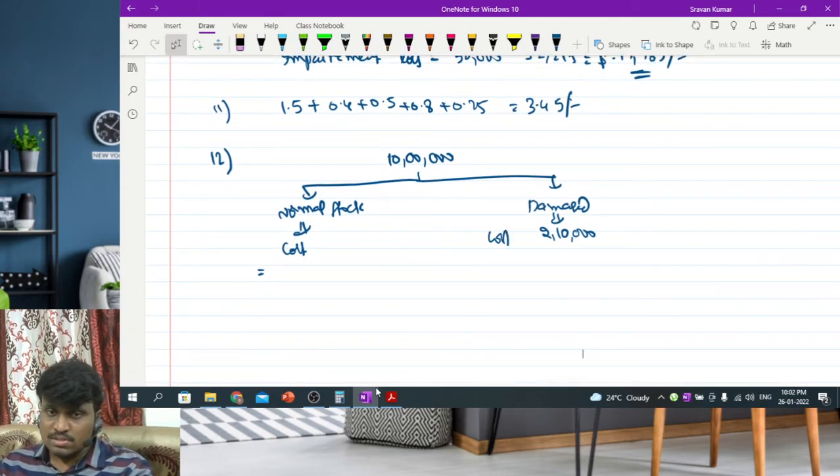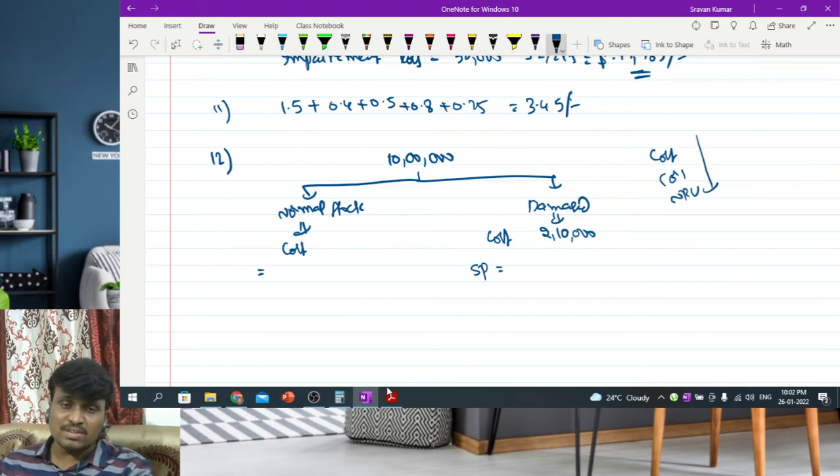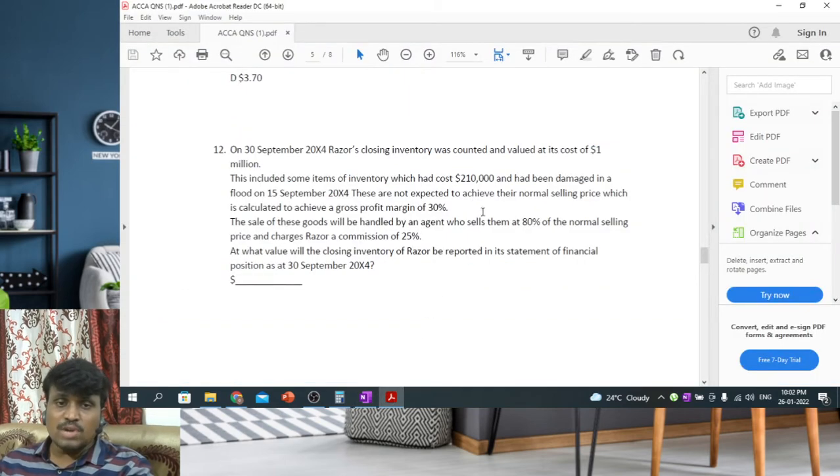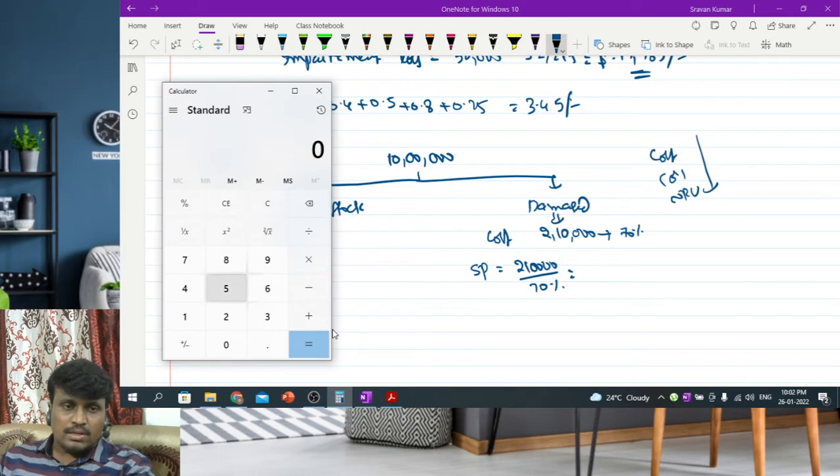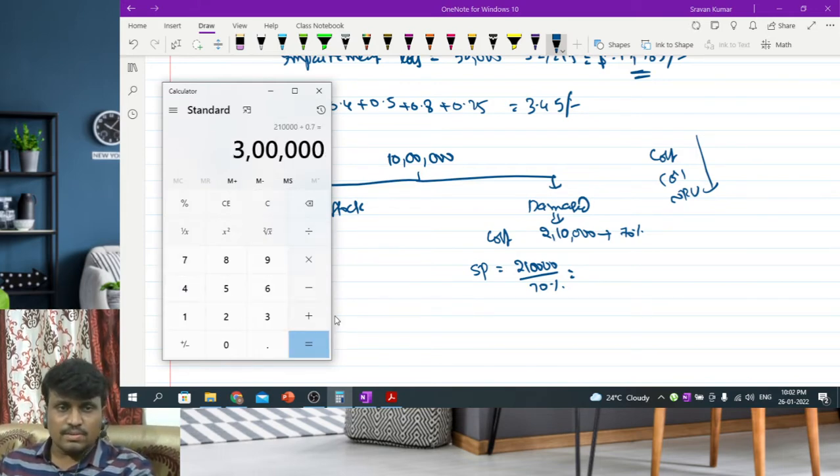This is the cost. Then what is the selling price? Because we need to calculate the cost or NRV. We need to reduce that amount to NRV, because in case of damage, the 100% is not recovered, right? So these 2 lakh 10,000 are expected to generate the gross profit of 30%. Then 2 lakh 10,000 divided by 0.7 equals 3 lakh.